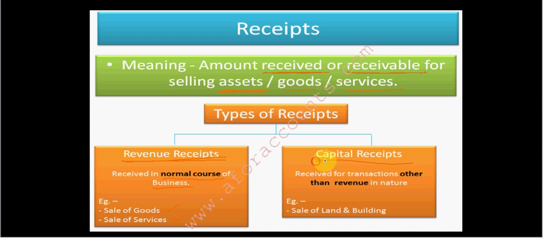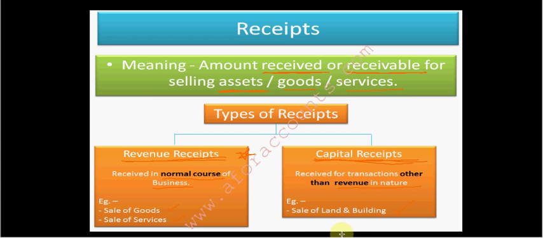Now what about your capital receipts? Whatever receipts other than your revenue receipts are your capital receipts. You don't get them in the normal course of business, that is, every day you are not getting them. Let's see the example. Received for transactions other than revenue in nature. Sale of land and building. Do I sell my land and building on a daily basis?